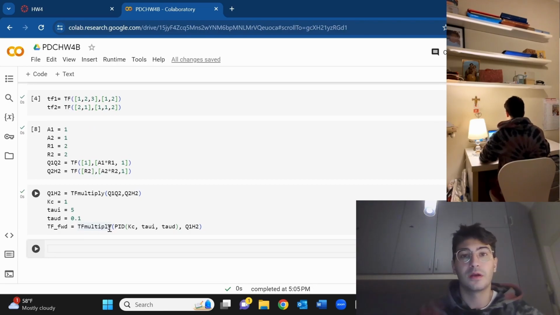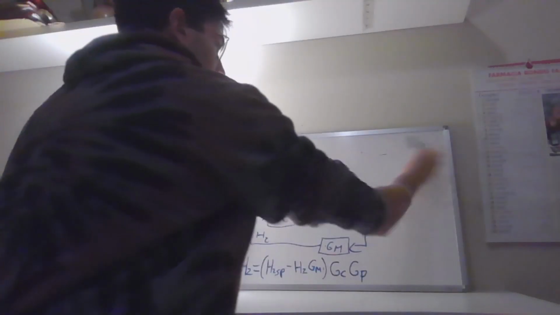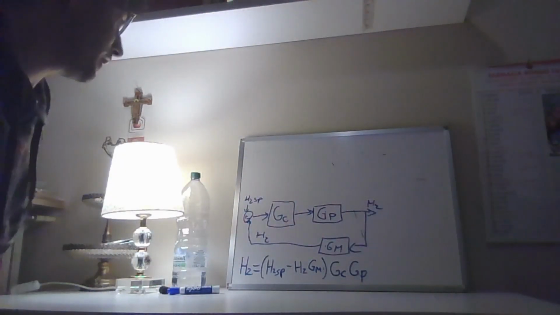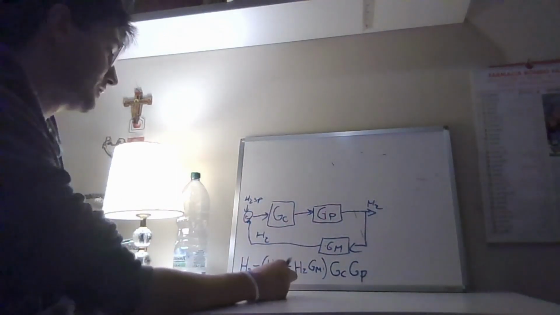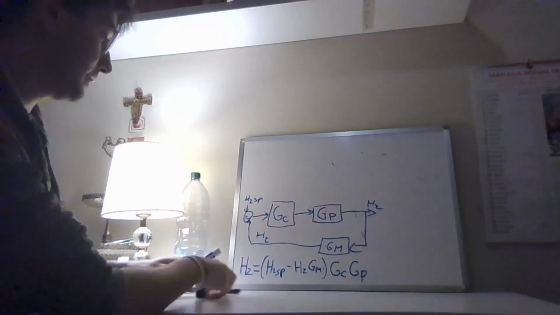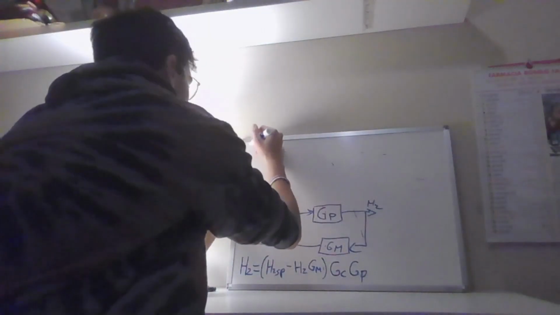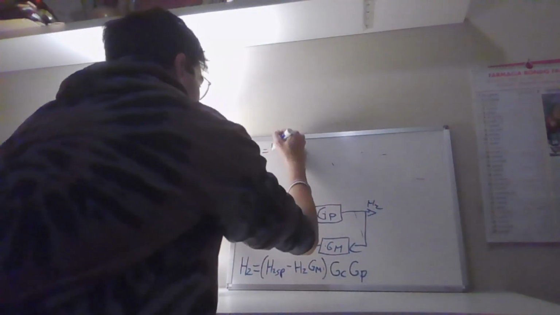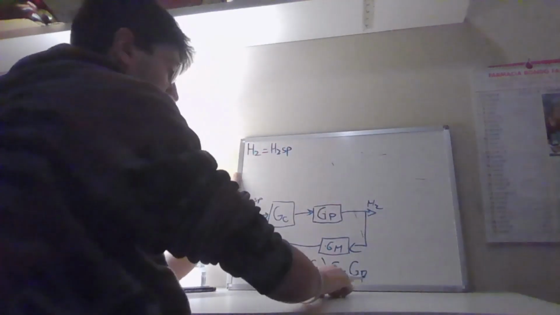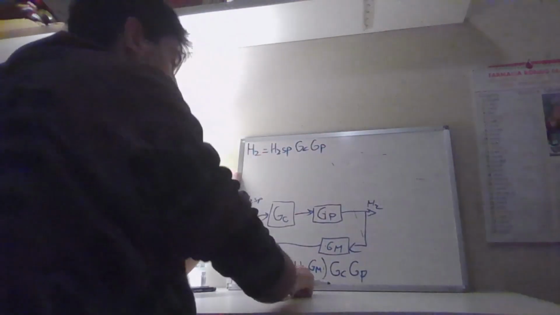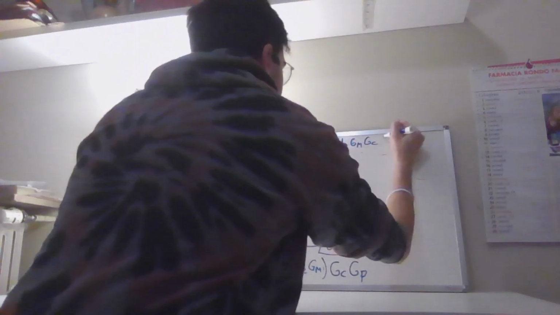Let's hop back on the whiteboard. Alright, now that I've freed up some space on the whiteboard, we can continue on with this expression down here. What I'm going to do is simply multiply it out, multiplying this GC, GP throughout this expression, so that H2 is now equal to H2 SP multiplied by GC, GP, minus H2 GM multiplied by this second part. So minus H2 GM GC GP.